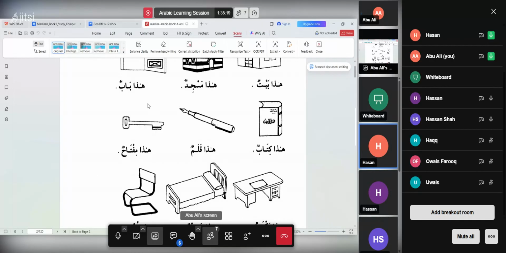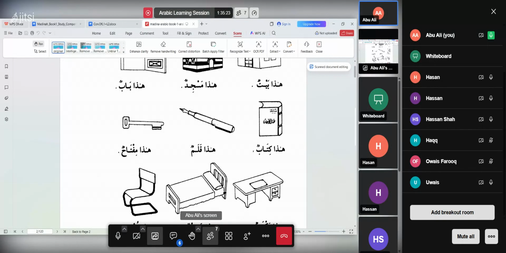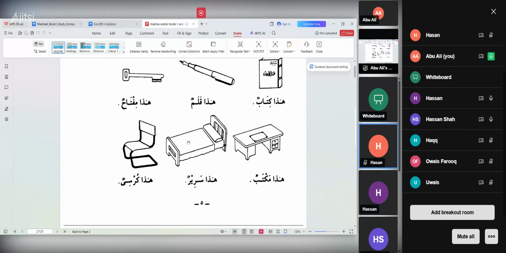Guys, this is like English. Qalamun, a pen, is a noun in English. It's a noun in Arabic. This applies to most things.